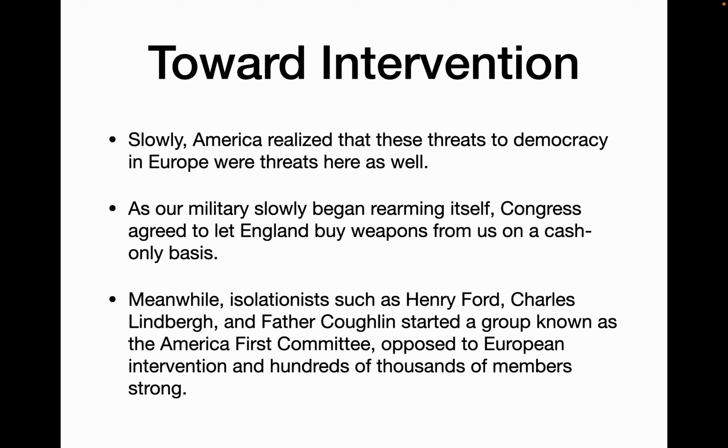Now, slowly, America was realizing that these threats were threats to us as well. Even though they were in Europe at the time, they weren't going to stay there. So our military, under FDR's leadership, was slowly beginning to rearm, and Congress agreed to let England buy weapons from us on a cash-only basis. Meanwhile, certain groups started to form to try to stop us from getting involved. Groups like the America First Committee, that included people like Henry Ford, Charles Lindbergh, Father Charles Coughlin, who we talked about a chapter or so ago, and hundreds of thousands of other members. Their power diminished quite a bit after Pearl Harbor, of course.